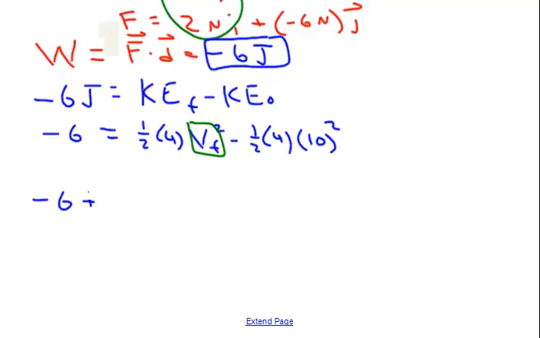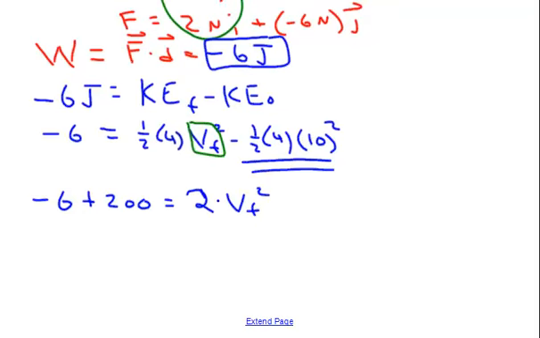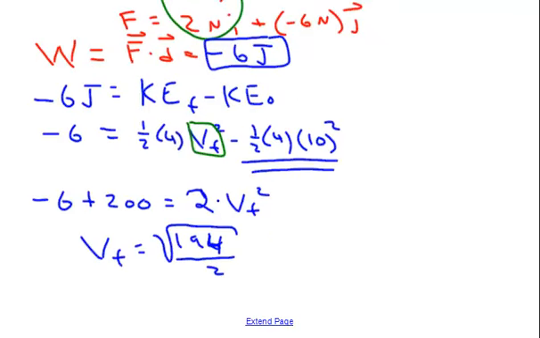So we get -6 plus, well, that value, 200, equals 2 times final velocity squared. So our final velocity then would equal the square root of 194 over 2 meters per second. So by investigating the work done, the force over some distance, F dot D, we'll be able to find the final velocity.